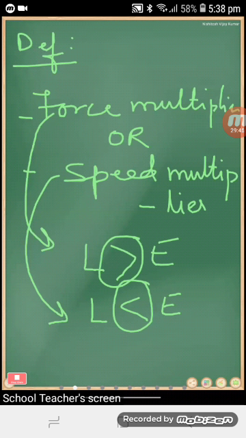If a machine is acting as a force multiplier, then it will not be acting as a speed multiplier. If a machine is acting as a speed multiplier, then it won't be acting as a force multiplier. This will become clearer when we come to the various machines and the various terms associated with the machines. I hope this is clear, and if it is not clear, wait for some more time, we'll make it clearer. Now we come to some technical terms related to the machine. Keep it in mind.